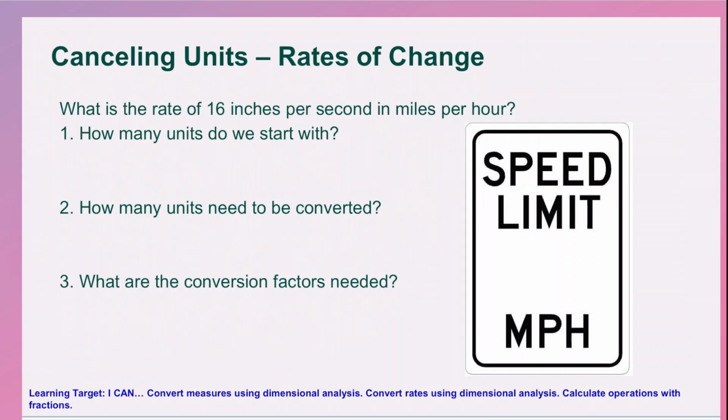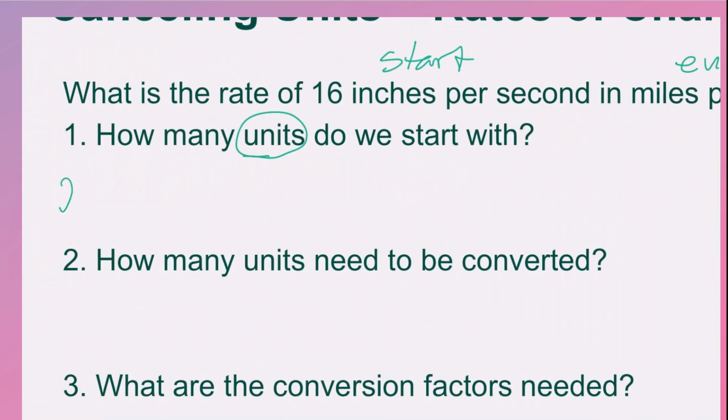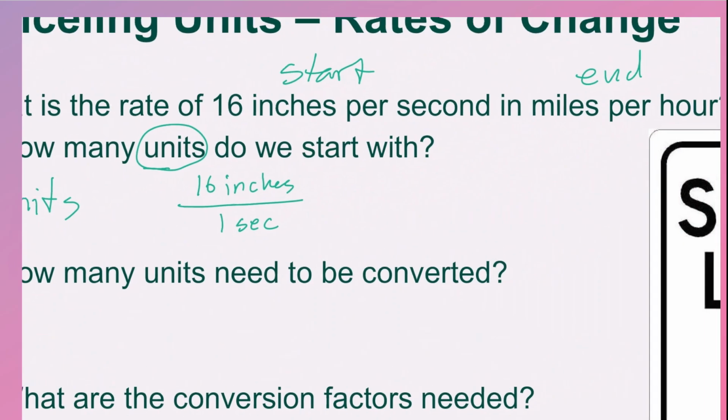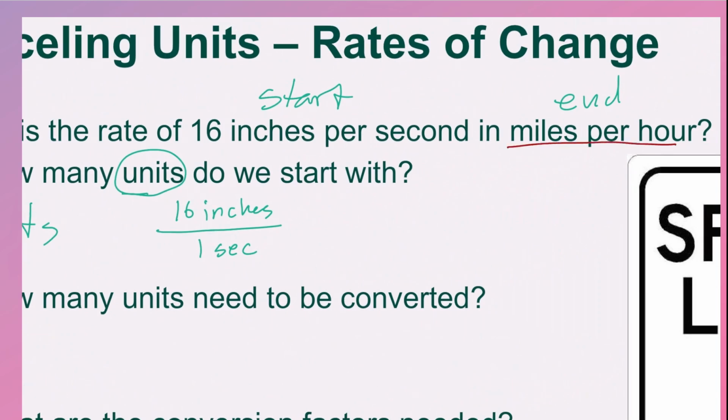So we're starting with 16 inches per second, and we're ending with miles per hour. That's the question. How many units did we start with? Well, we started with 2 units, and we can actually write that as a fraction: 16 inches over 1 second. So in 1 second, this thing, whatever it is, travels 16 inches. That's where we're starting.